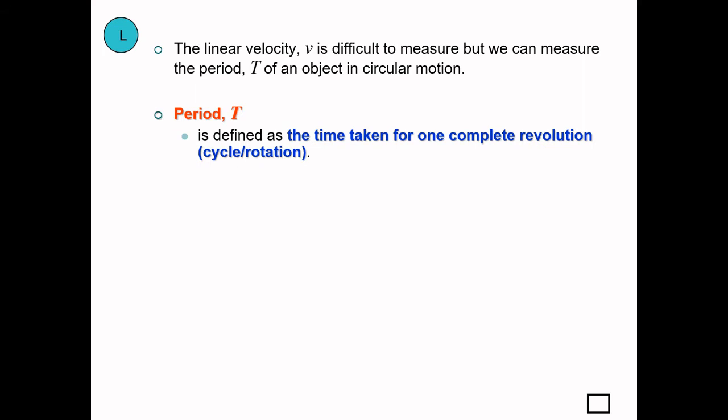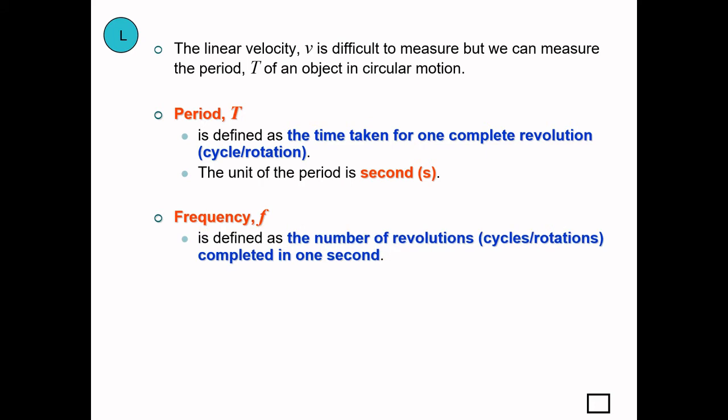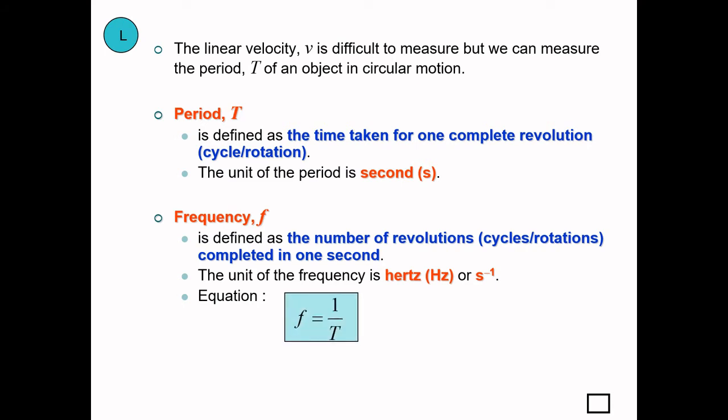Period is defined as the time taken for one complete revolution. The unit of the period is second. Frequency is defined as the number of revolutions completed in 1 second. The unit of the frequency is hertz or per second. To find the value of frequency, we can use f = 1/T, frequency equals 1 over period.